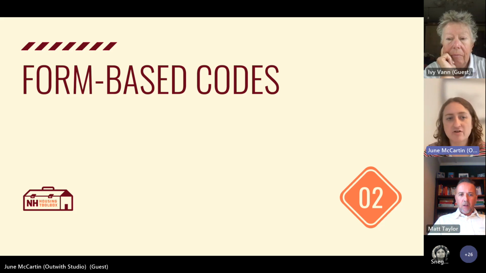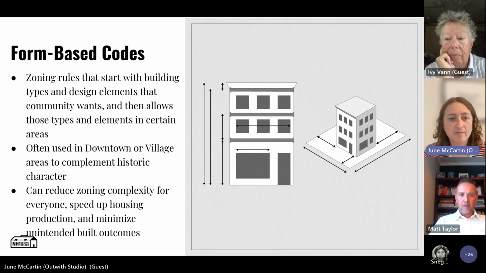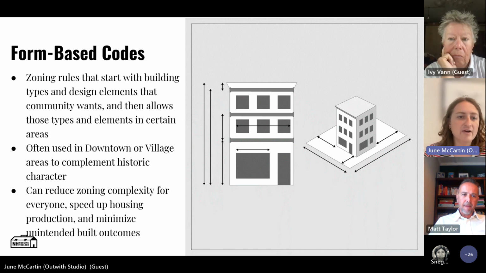So today we're going to specifically talk form-based codes. These are a form of zoning, zoning rules that start with the building types and design elements that a community wants, and then allows those types and elements in certain areas.